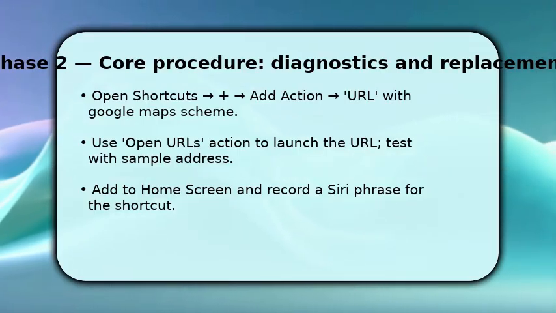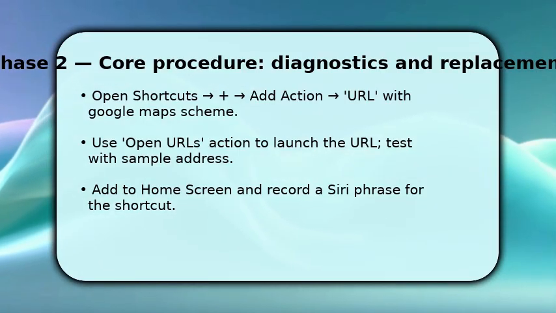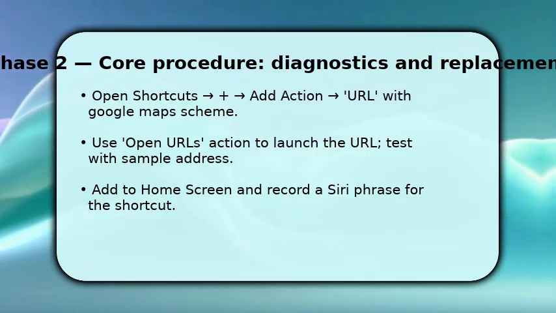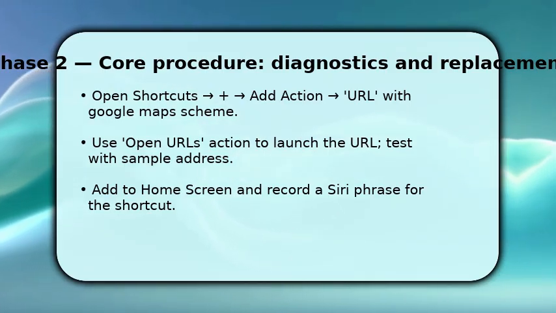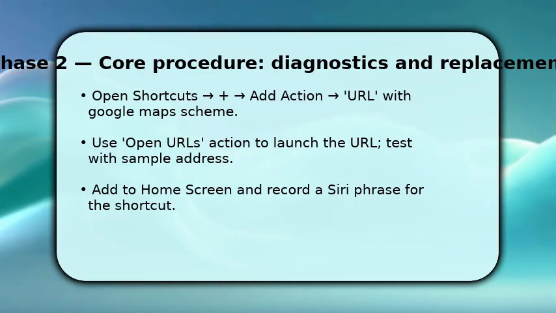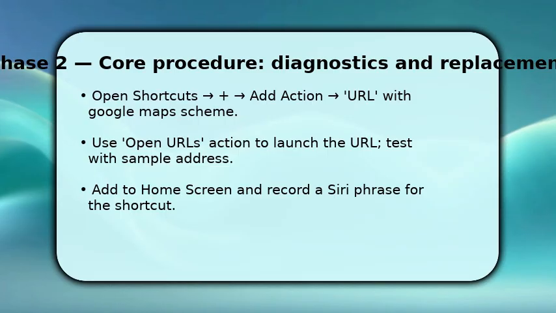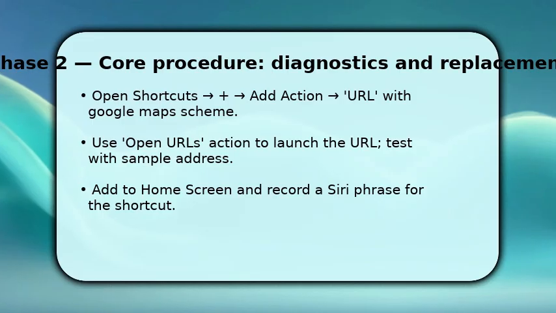Open Shortcuts, tap plus, and add a URL action using the Google Maps URL scheme. For example, Google Maps // Q equals 1600 plus amphitheater plus parkway. Then add an Open URLs action to launch that link. Tap play to test and adjust encoding if needed.